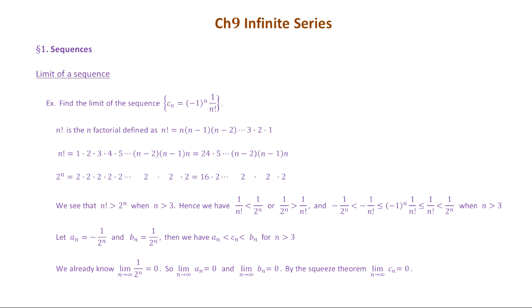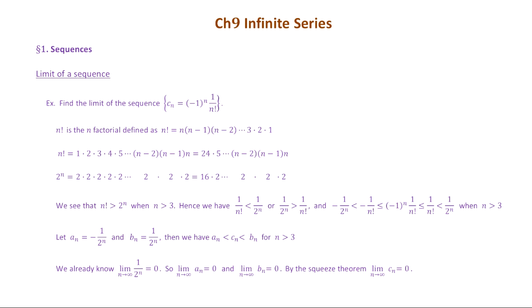So now, if you multiply -1 on both sides, you're going to get -1 over 2 to the n less than -1 over n factorial. Remember, when you multiply a negative number in the inequality, you have to reverse the inequality. And this -1 over n factorial will be less than or equal to -1 to the n times 1 over n factorial, because -1 to the n just gives you the sign.